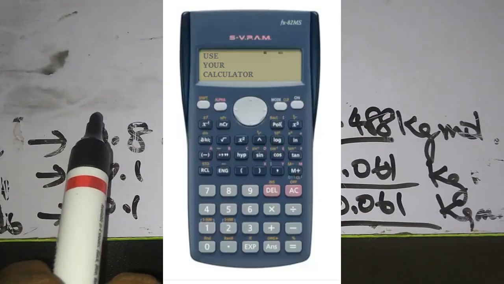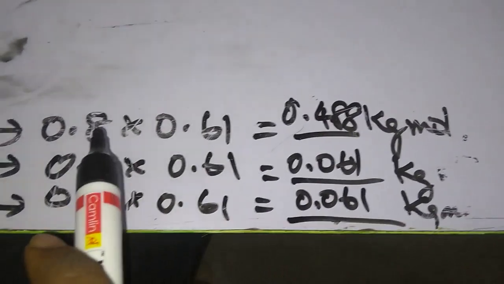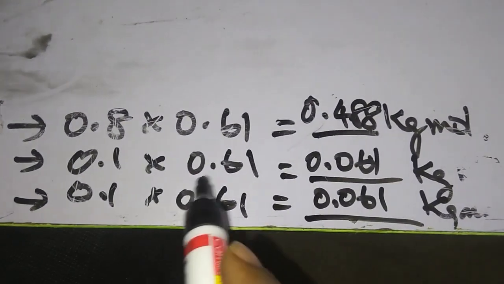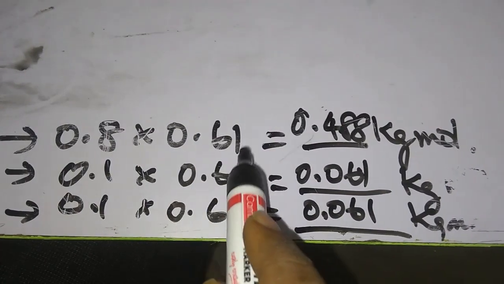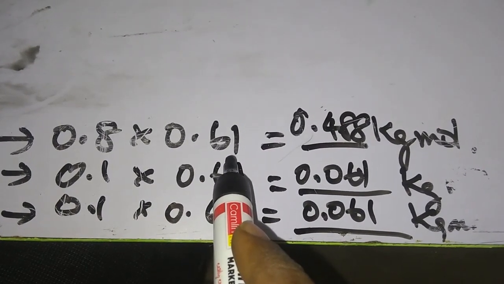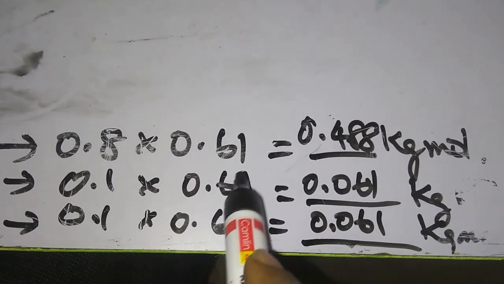So we are finding out the kg moles of three constituents A, B and C. One is 80%, remaining two are 10%. So total kg moles: from mass, from pounds we converted to kg, and from kg we have converted to kg moles. We got 0.61 kg moles.